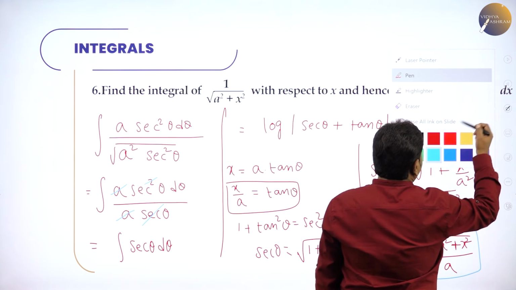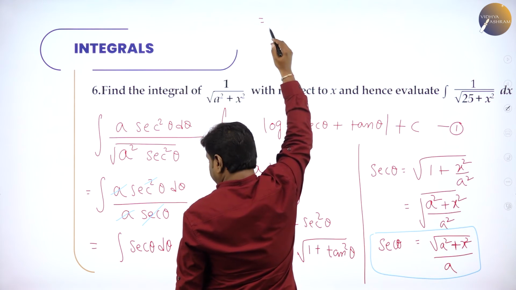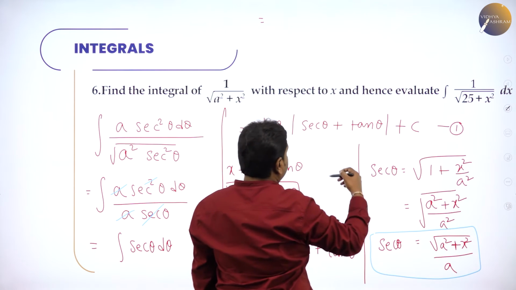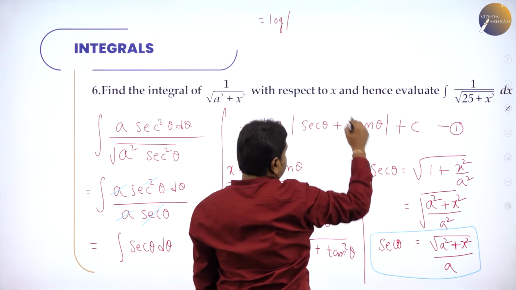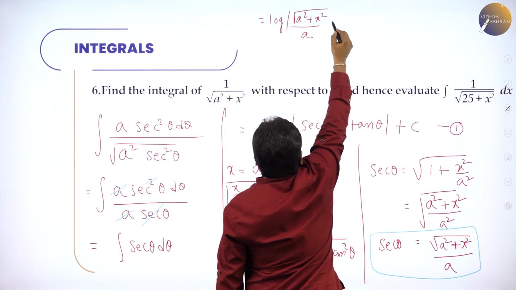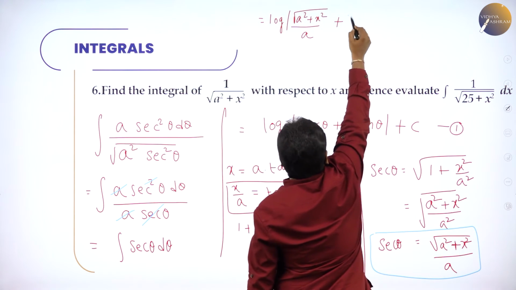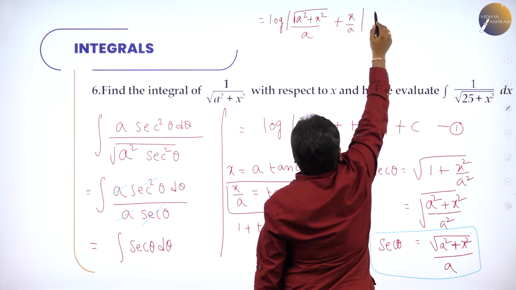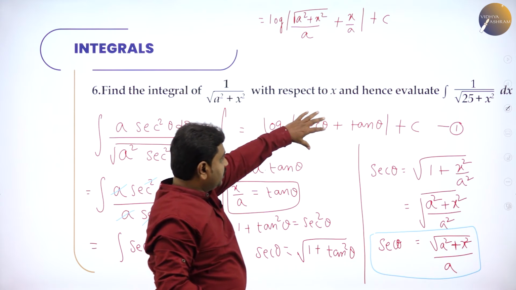When you substitute them, the given problem becomes, what is the problem? Log of mod of secant theta plus tan theta. What is secant theta? Root of a square plus x square by a. And tan theta is x by a, plus c.